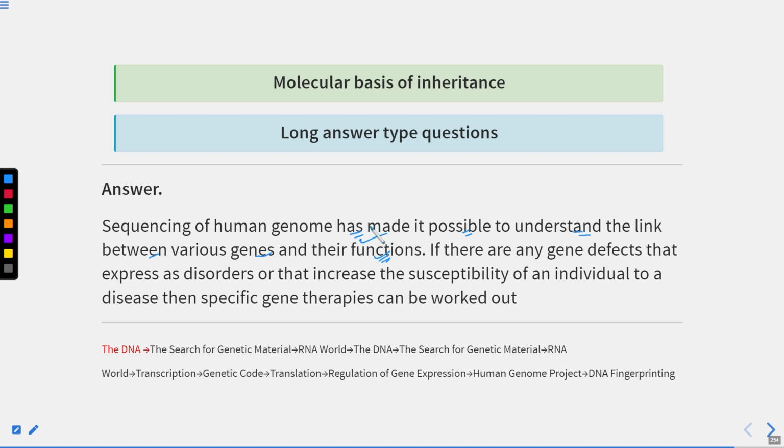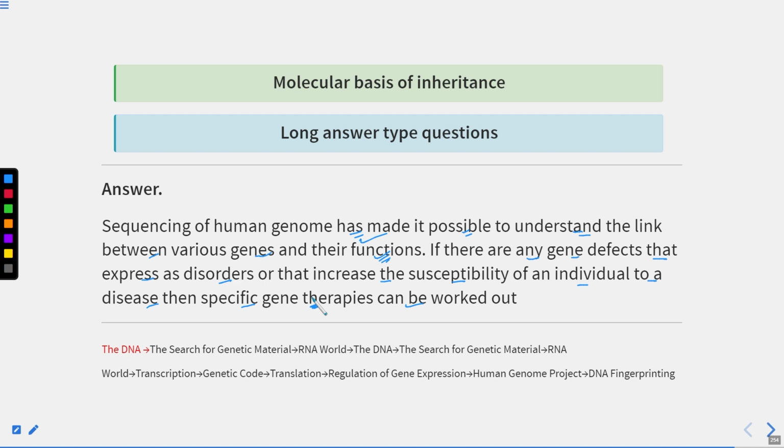All right, and we can use this information to do the pedigree analysis, to treat genetic diseases, or to trace the inheritance patterns of the genetic diseases. If there are any gene defects that express as disorders or that increase the susceptibility of an individual to a disease, then specific gene therapies can be worked out. So we can apply this information, and we can use the process of gene therapies.